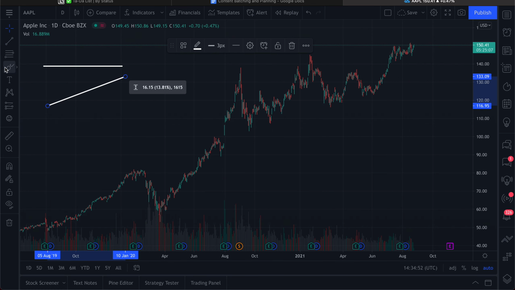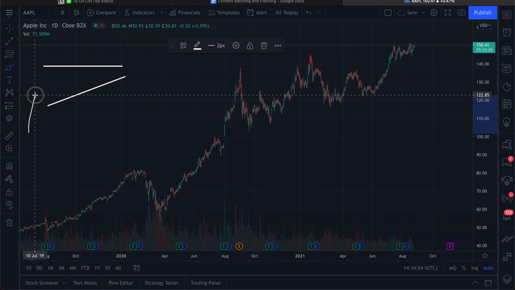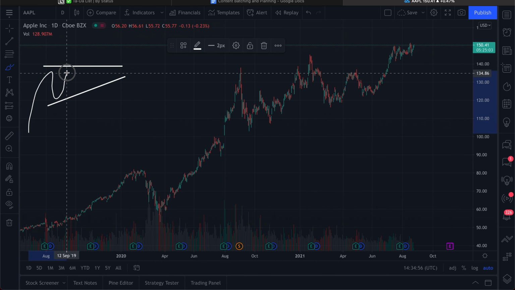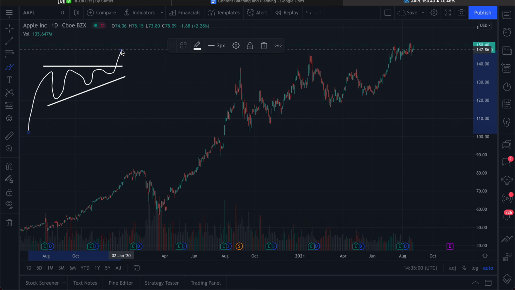So you have a stock, let me get my little draw tool out, that's coming up. It consolidates between a high and the lows are getting higher as well. It consolidates and it breaks out. So that's kind of what we see from an ascending triangle breakout pattern.